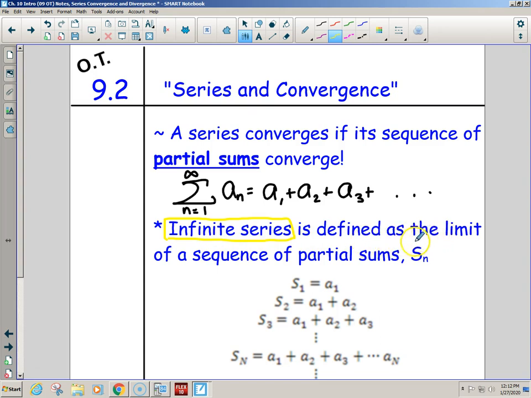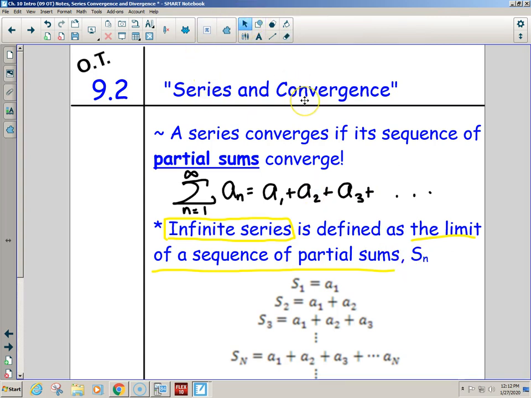I said is because it's the limit. It is defined as the limit of a sequence of partial sums. Not of the sequence that's being added, but of the sequence of partial sums.